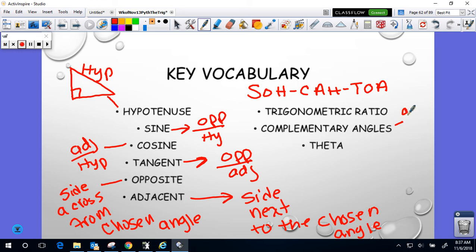Complementary angles are when two angles add to equal 90. And theta is this little symbol right here. It's the symbol for angle. It's one of the symbols that we use to represent angles. All right, so let's keep it moving.